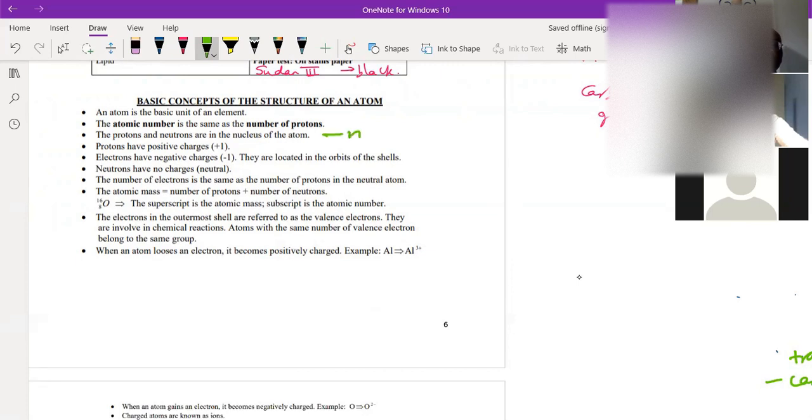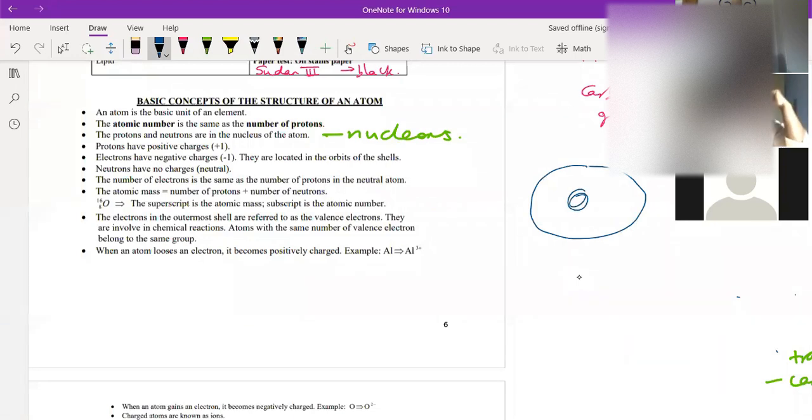And sometimes we give them names, we call them the proton and the neutrons. Together we call them the nucleons. Nucleons. The nucleons are like particles within the nucleus. Okay. Now the protons are positively charged. Electrons are negatively charged. And the electrons are located in the orbits or the shells. Okay. So if I take the atom, it looks like I have the nucleus. And then I have the orbit. The orbit is like the path in which you find electrons. Electrons will be circulating around the nucleus in the orbit.